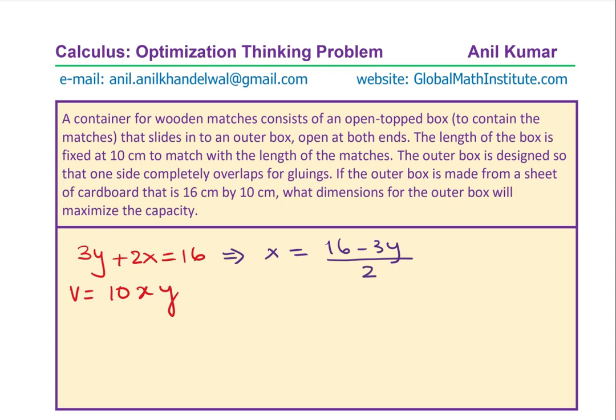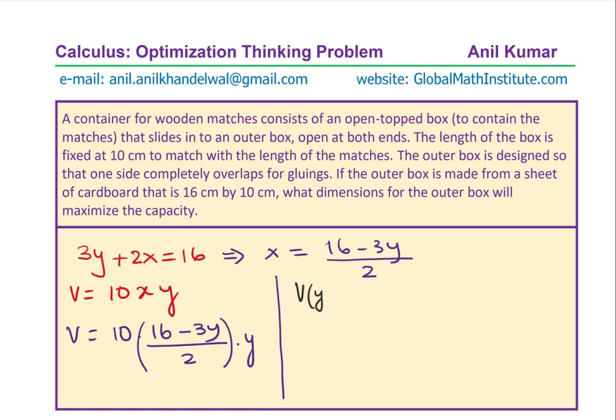Substitute this value in the formula for volume. So 10 times (16 minus 3y) divided by 2. So that is for x times y. As you can see, what we get here is the volume function in terms of one parameter, which is the height of this particular box. Perfect. So now we get our relation, which is volume as a function of y.